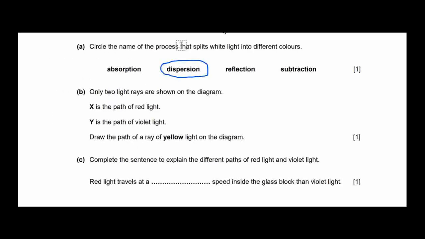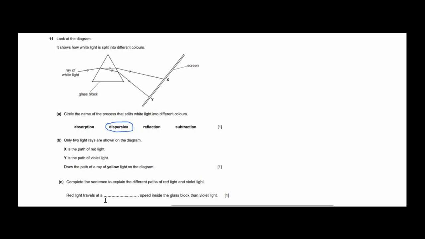Okay, next. Now we are in question C. Complete the sentence to explain the different paths of red light and violet light. Red light travels at a something speed inside the glass block than violet light. Let's see the diagram. Looking at the diagram, X is red, while Y is the violet light, so red light compared to violet light. So red is the X one. We have to answer inside the glass block. So this one, inside the glass block.